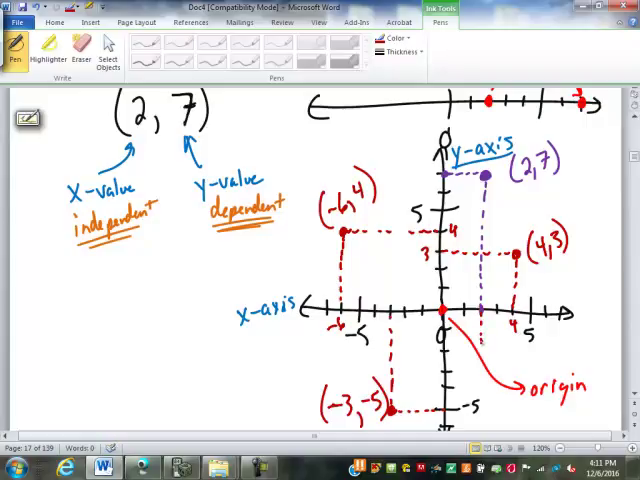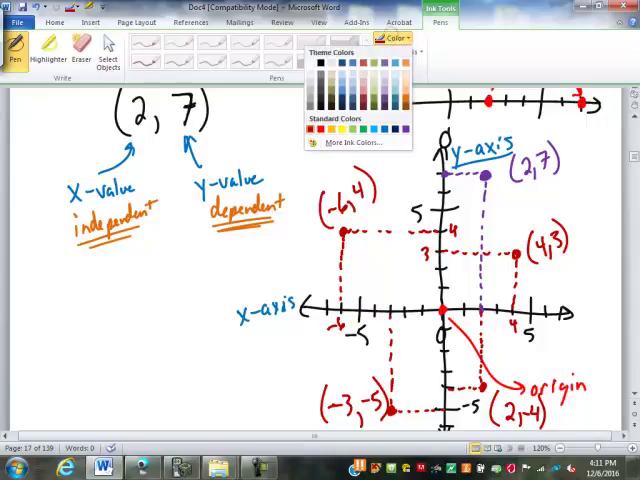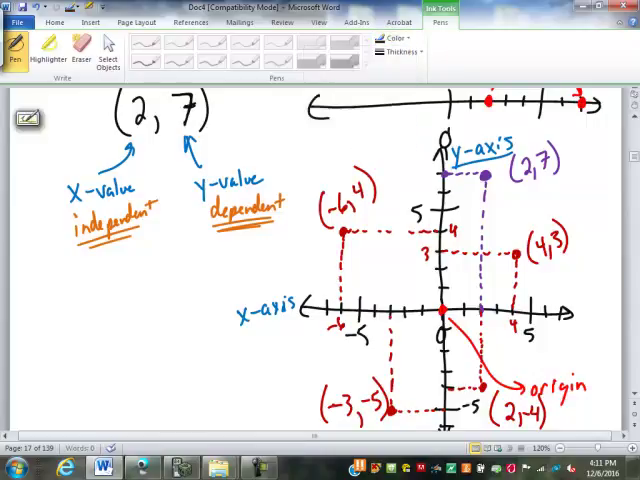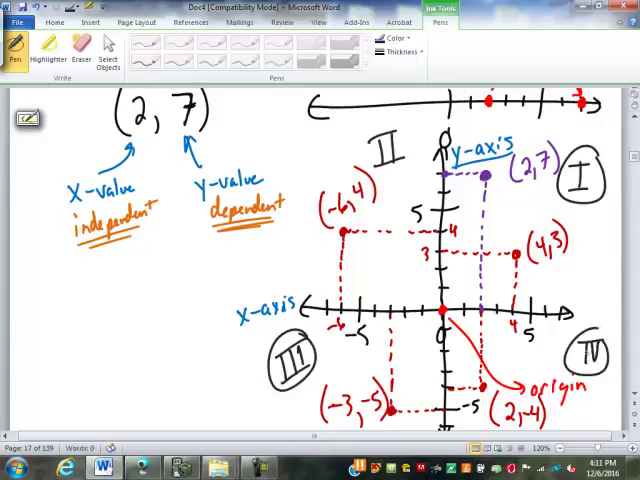And how about that point? 2, negative 4. Good. So we can identify these points on the graph. This is what we would refer to as the first coordinate, or quadrant, quadrant 1. And you see that the axes divide the graph into 4 sections called quadrants. This one is the second one, quadrant 2, quadrant 3, and quadrant 4.